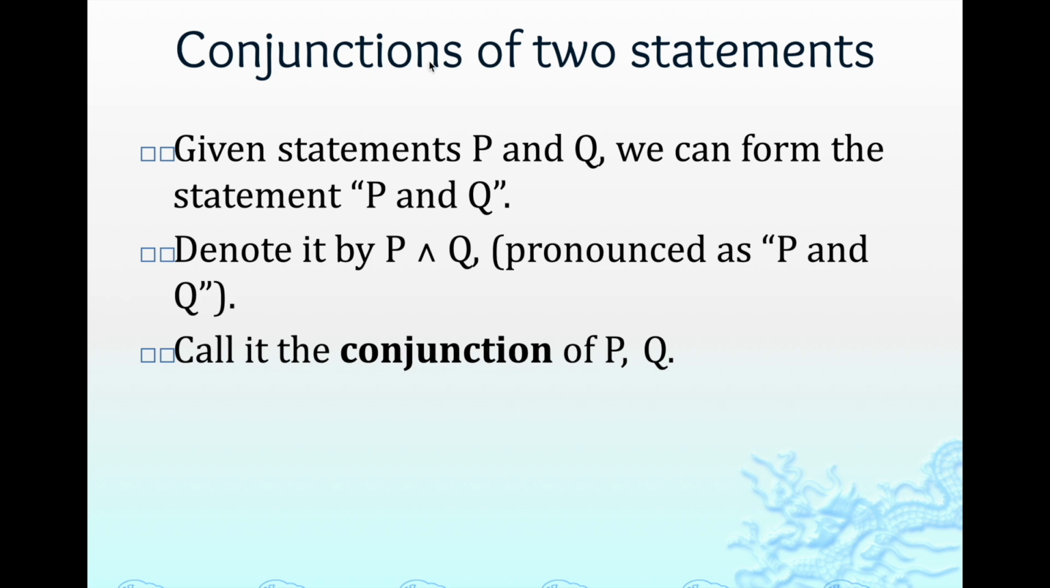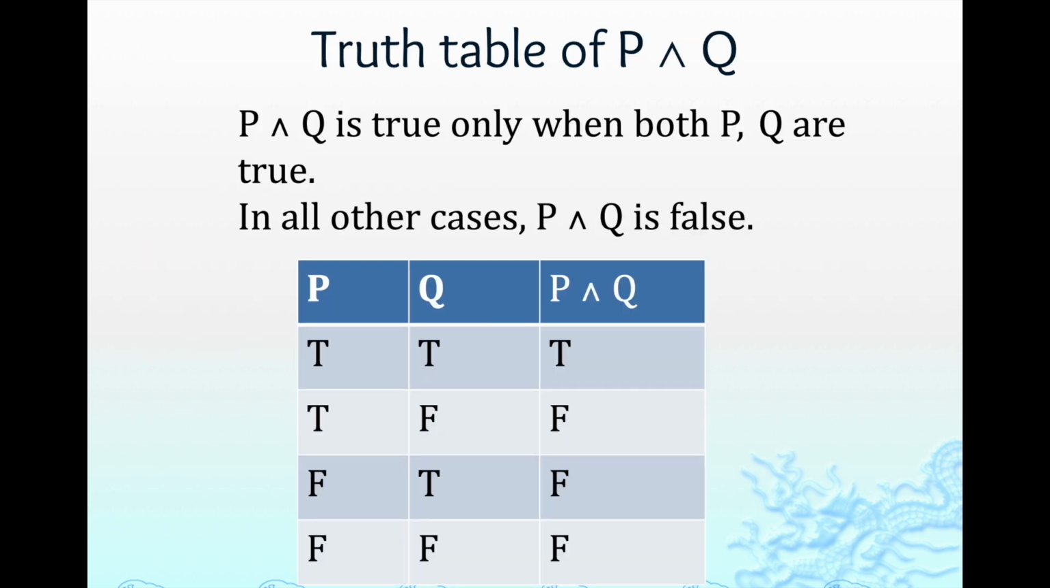Let's talk about the conjunctions of two statements. Given statements P and Q, we can form the statement P and Q. We denote it by P and Q and call it the conjunction of P, Q. The truth table of P and Q is very easy. P and Q is true only when both P and Q are true. In all other cases, P and Q is false.